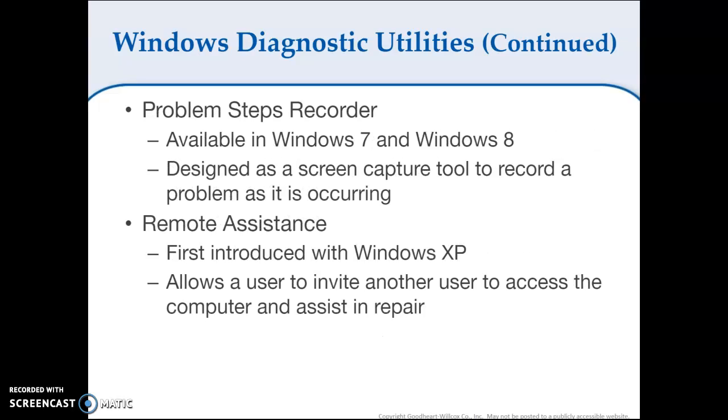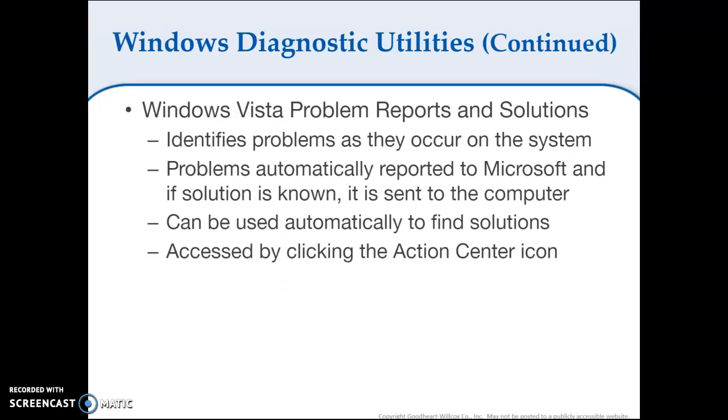The Problem Steps Recorder, this is available on only Windows 7 and Windows 8. This is designed as a screen capture tool to record a problem as it is occurring. There's also Remote Assistance, which means if we can't fix the problem, we can grant remote assistance to somebody who might be able to do so. They can take over our PC, go through it, troubleshoot it, and hopefully get it back in working order for us. It was first introduced in Windows XP and allows the user to invite another user to access the computer for assistance and repair.